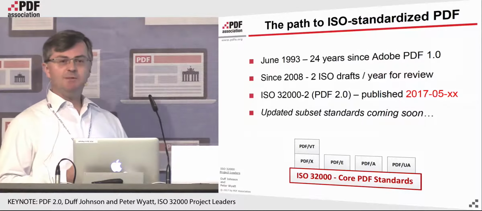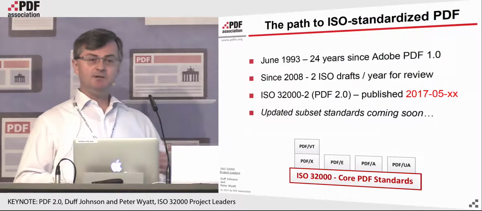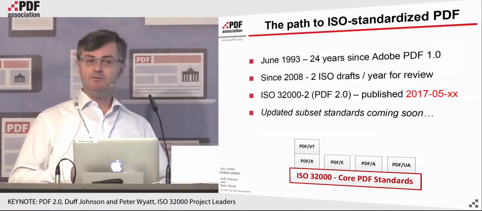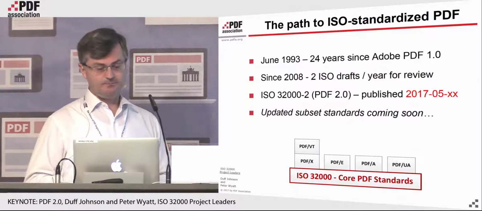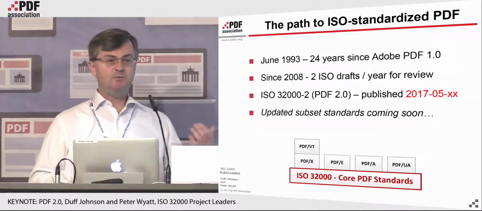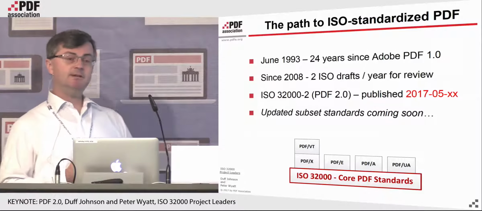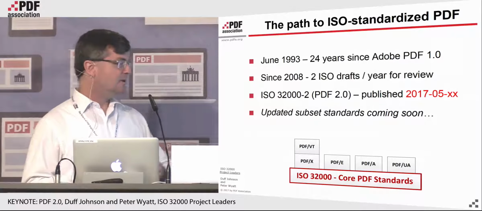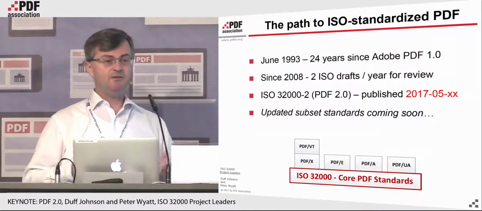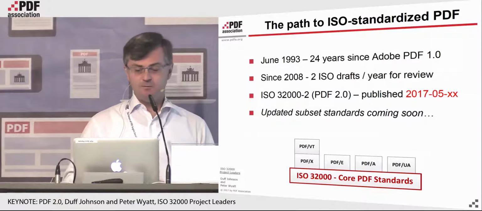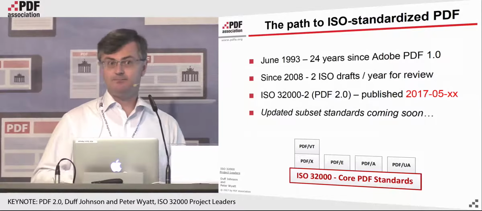We hope it will be published this month. As I said, we're literally days away from finishing. When Duff and I submit to ISO, I believe it will only be a few more days before it's actually available in your national bodies for purchase. And as a result of PDF2, as we heard yesterday in a number of talks, there will be various updated subsets coming very soon. As my diagram illustrates, 32000 provides the base for these other standards to be built upon. So we've got updates coming for PDF/X, as we heard yesterday, PDF/E, PDF/A, and PDF/UA.